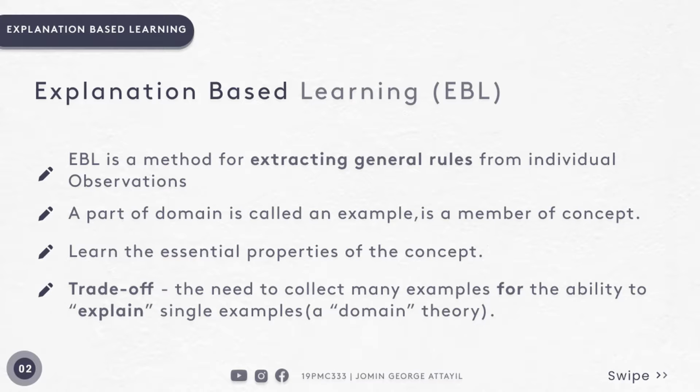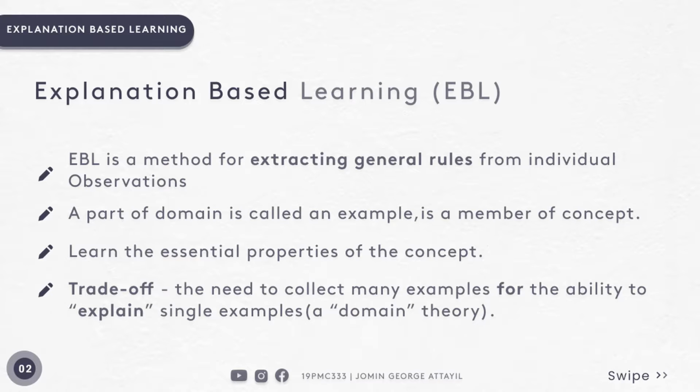Here the examples are called members of concepts. When coming to the next point, a part of the domain is called an example, which is a member of a concept. So the domain contains a collection of examples, which are otherwise called members of concepts. Next point, learn the essential properties of the concept. So for all the examples that are concepts, we should learn the essential properties. In our fruits example, the essential property is whether the fruit is sweet or not.